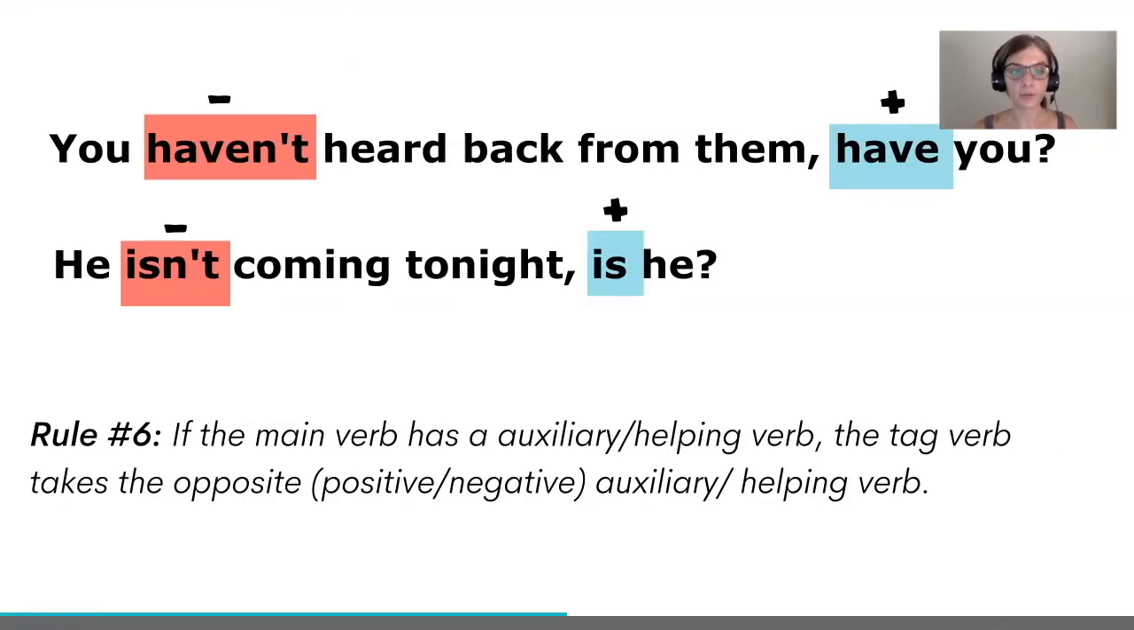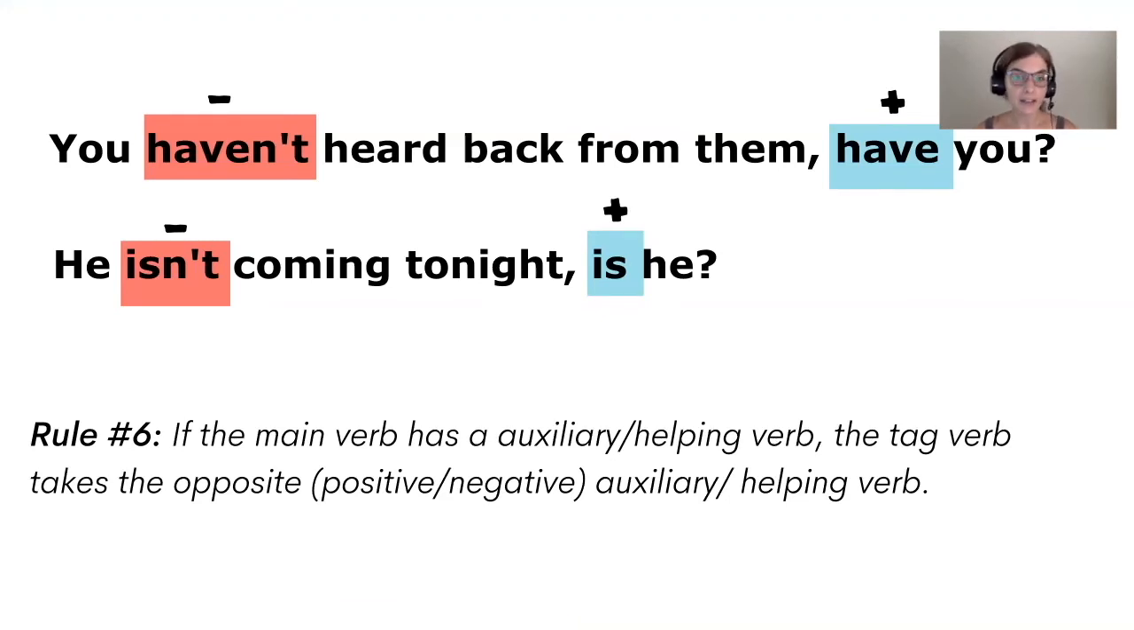Now the sixth rule here is that if the main statement has an auxiliary or a helping verb, the tag takes the opposite, positive, negative, auxiliary, or helping verb. For example, you haven't heard back from them, have you? This is the present perfect tense. So in order to make the present perfect tense, we need to use have not heard.